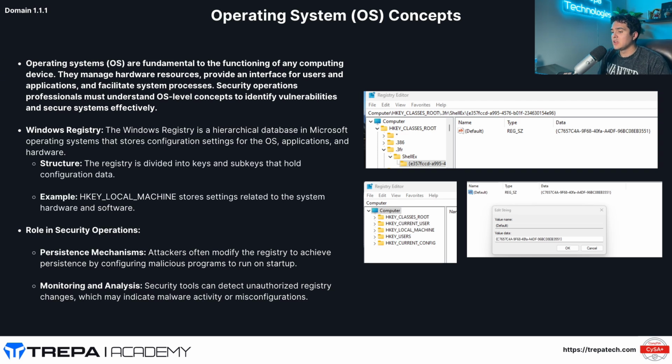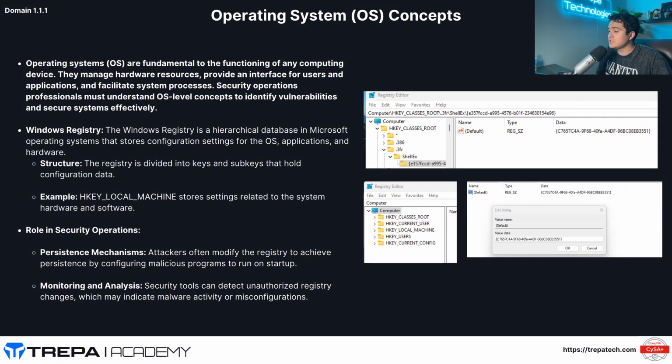So Windows registry. The Windows registry is a big threat vector in a Windows operating system. It's the hierarchical database of Microsoft that stores configuration settings for the OS, applications, hardware, current configuration, the current user. We're going to have registry keys in there that set the configuration parameters. The registry is divided into keys and subkeys. It's key value pairs essentially. You have the key and you have the value to that key. That can be an integer, binary value. For example, one of the main registry keys is HKEY_LOCAL_MACHINE that stores settings related to the system hardware and software.